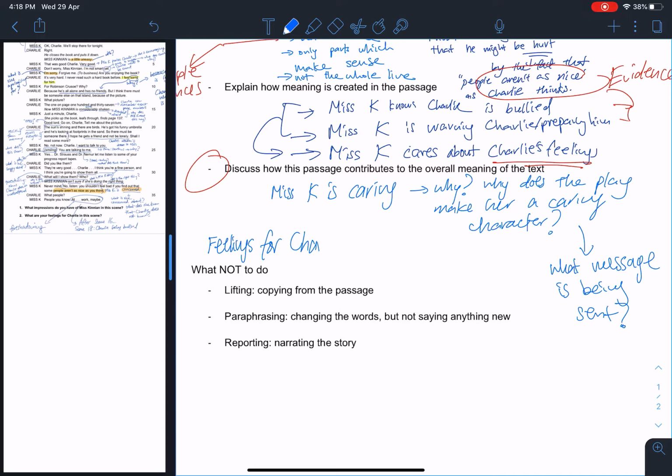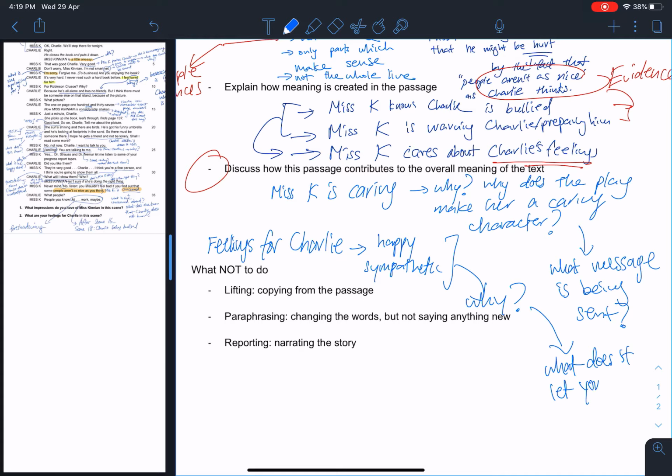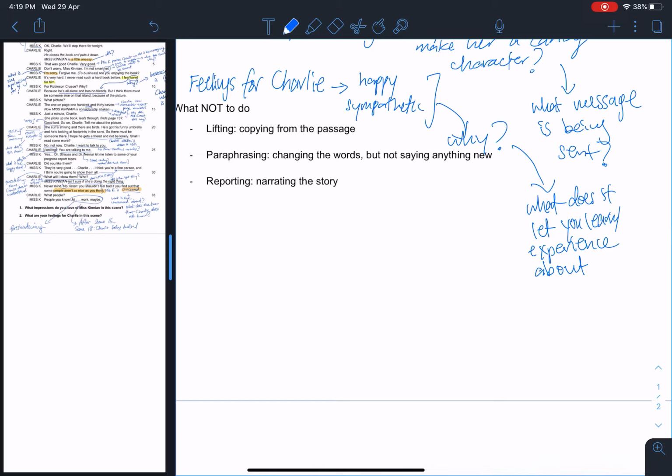Let me give an example. I pity Charlie, or I am sympathetic, or I am happy for Charlie. Let's say I am happy, or I am sympathetic, or whatever it is. My question would be why? You know that the book wants you to feel a certain way. Why? What is it causing you? What does it let you learn or experience about mental illness? Or about, sorry, not mental illness, about mental disability.